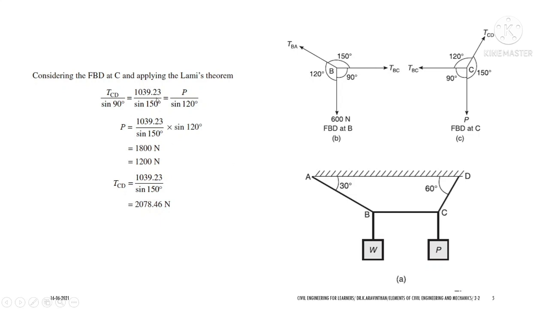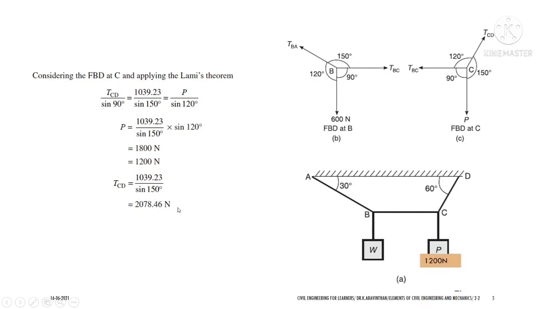So what are the unknowns here? There are two unknowns, and one value is known. Let us take the second two equations. You can cross multiply with sine 120 and find P. So P will be 1200 Newton. If you take the first and second equation, you get 1039 times sine 90 divided by sine 150. Sine 90 will be 1, and divided by sine 150, you get 2078.46.